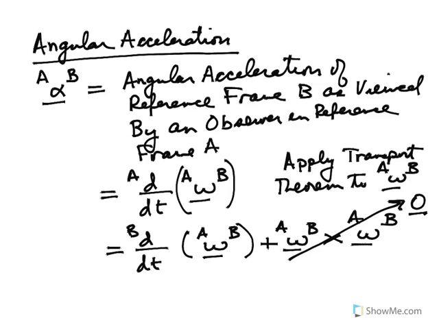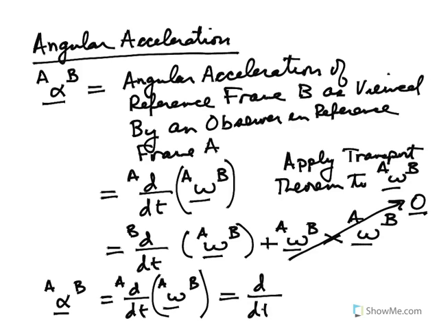And we get that the rate of change of omega BA in frame A is the same as the rate of change of omega BA in frame B. That may seem like a somewhat surprising result, but it basically says that the rate of change of the angular velocity between two frames is the same regardless of whether you're taking the rate of change in the first frame or in the second frame. So the result that I get here is that alpha BA is equal to d/dt in A of omega BA, which is also equal to d/dt in B of omega BA.